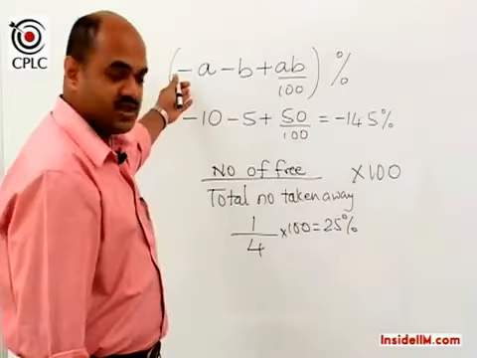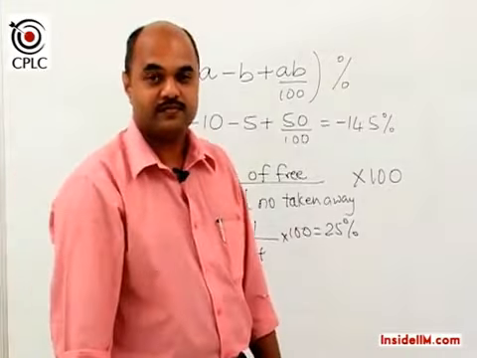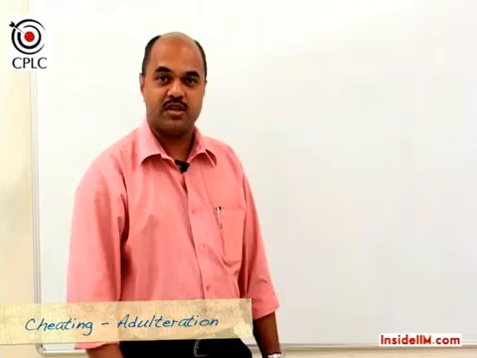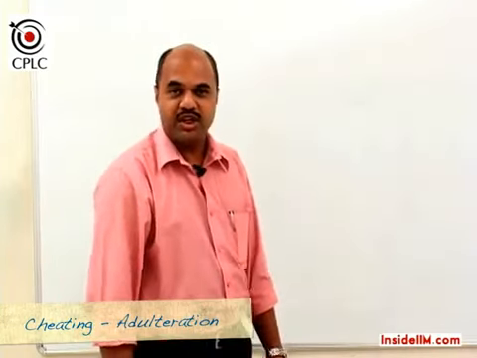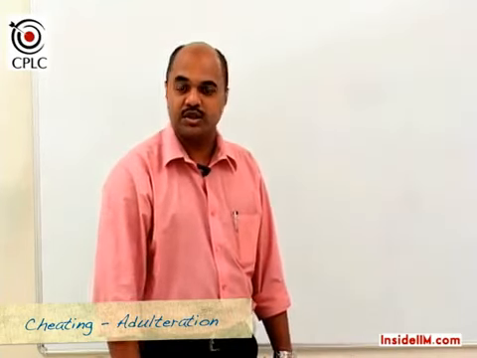The first one was on successive discounts and the second one was on freebies. Let's look at a few more applications, and the application that we are considering now involves cheating. Within cheating we will first look at an example where there is adulteration involved.